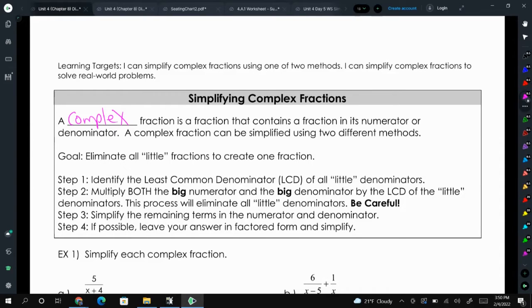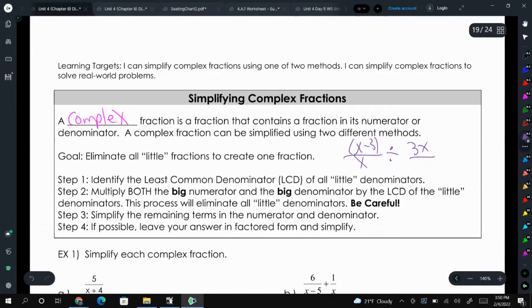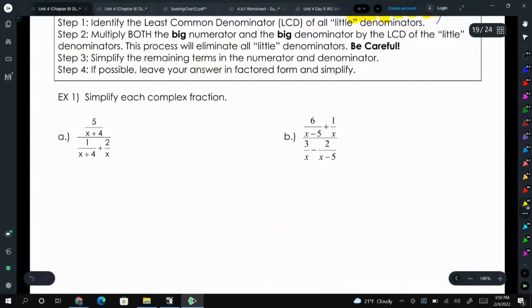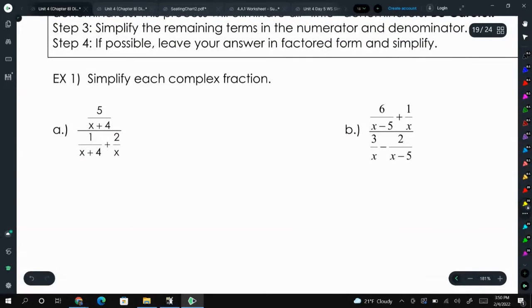And we've done something similar already, where if we had x minus 3 over x divided by, say, 3x over x minus 10, this can be written as a complex fraction. Remember, the division symbol and the fraction bar are interchangeable. So since we know how to do this, we know what to do once we get to this stage. We want to get our complex fraction to look like that. So if we look at our examples right here, we don't have that right now.